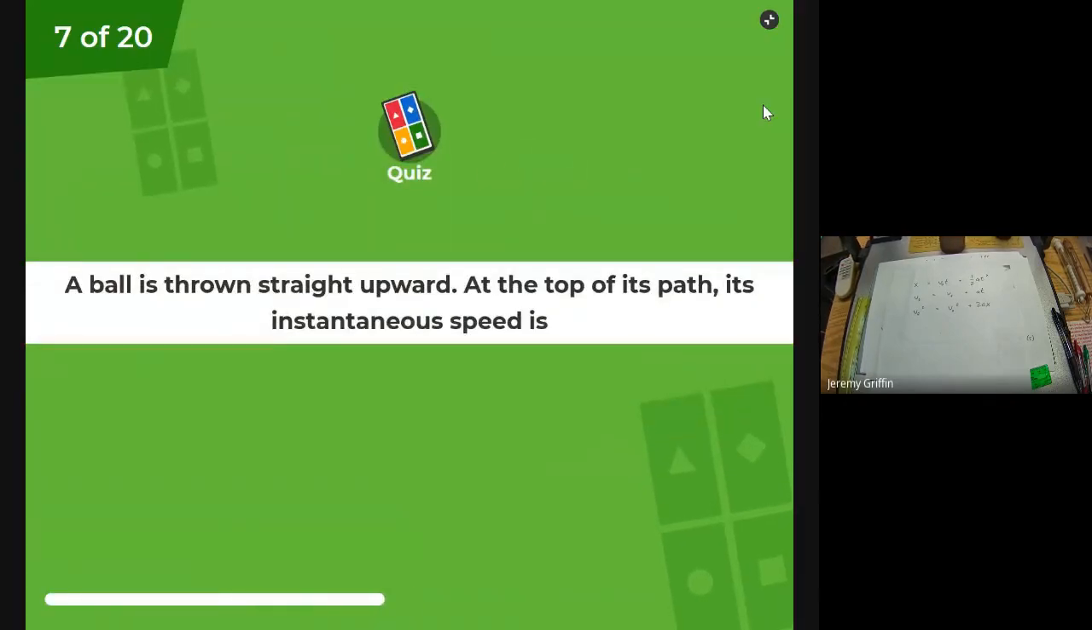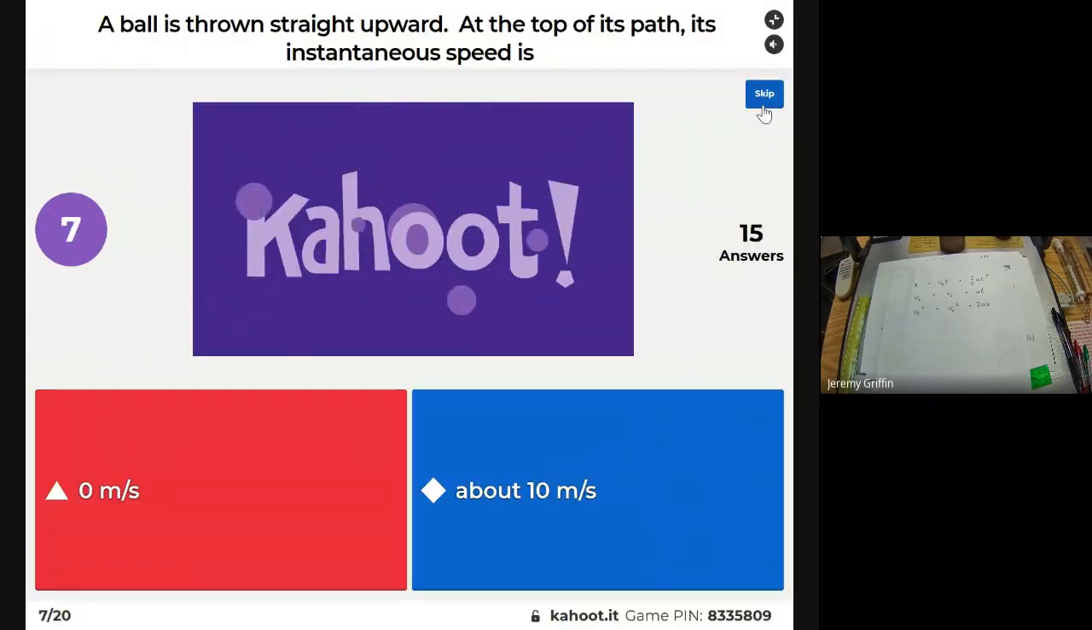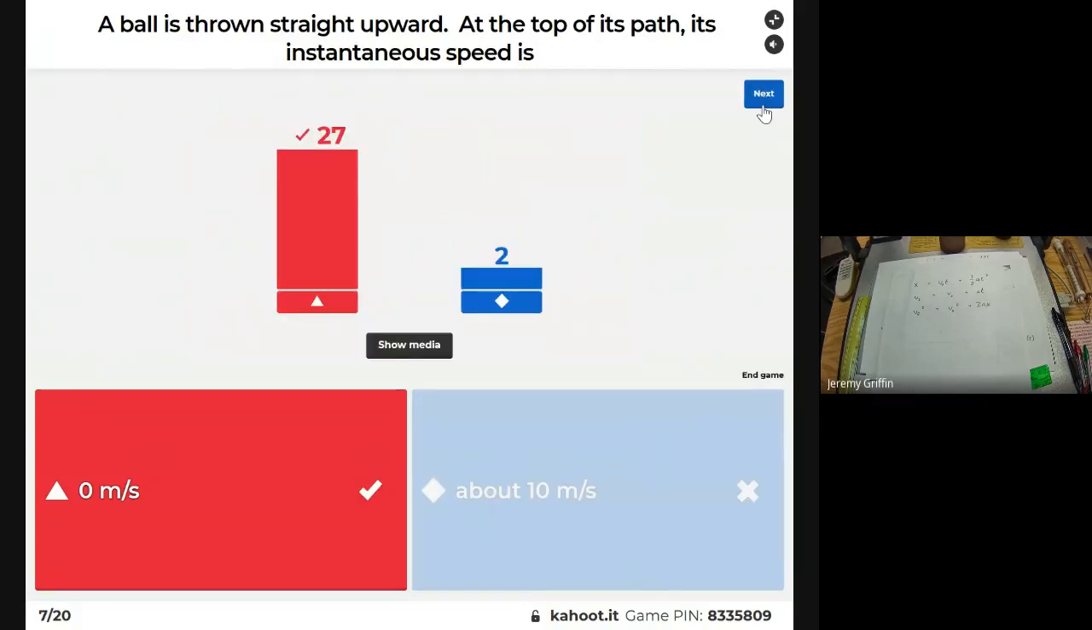A ball is thrown straight upward. At the top of its path, its instantaneous speed is... Zero. So awesome that almost everybody got that. Here's what I want to mention about that. Back to this example that I keep referring to. It's really classic here. You throw up the ball. At the very top, its instantaneous speed is zero. Remember, it's just going straight up, straight down.